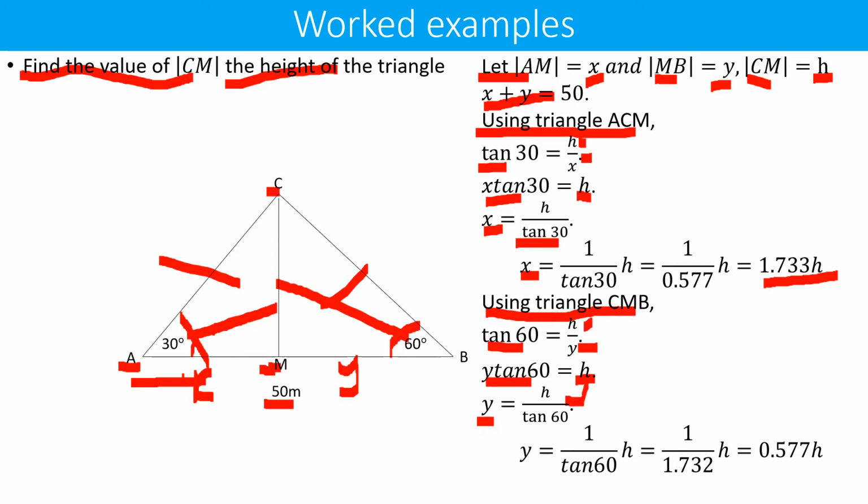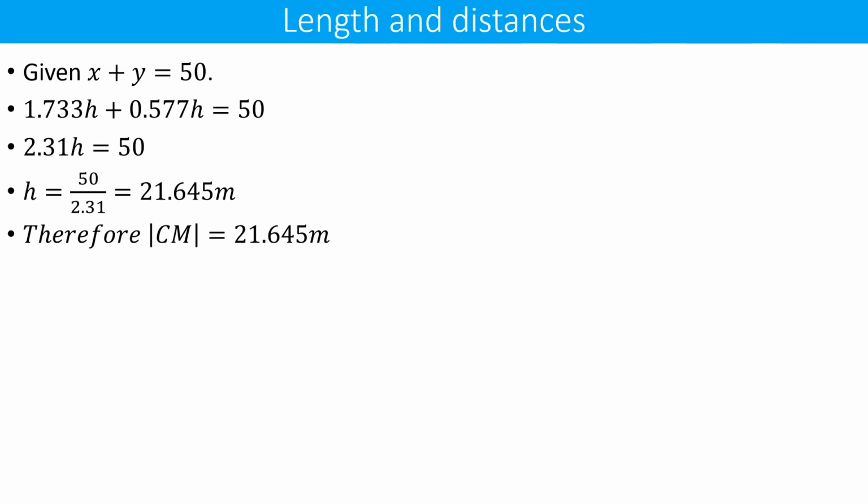So it will be 1 over tan 60 H. We get 1 over 1.732 H. So we get Y is equal to 0.577 H. Okay. So we know that X plus Y is equal to 50. Our X is 1.733 H, our Y is 0.577 H. So you substitute them, it's equal to 50. So if you sum 1.733 plus 0.577, we get 2.31 H is equal to 50.